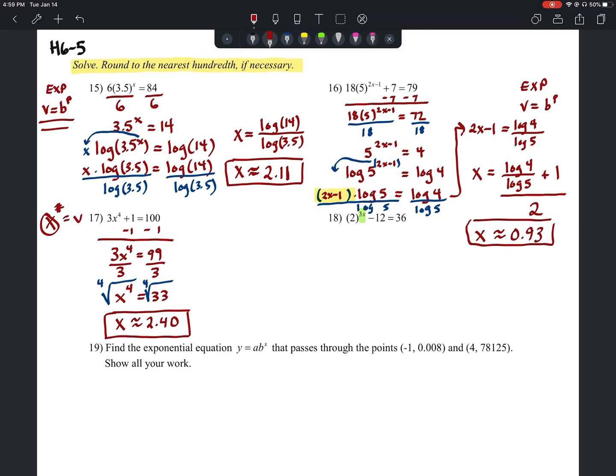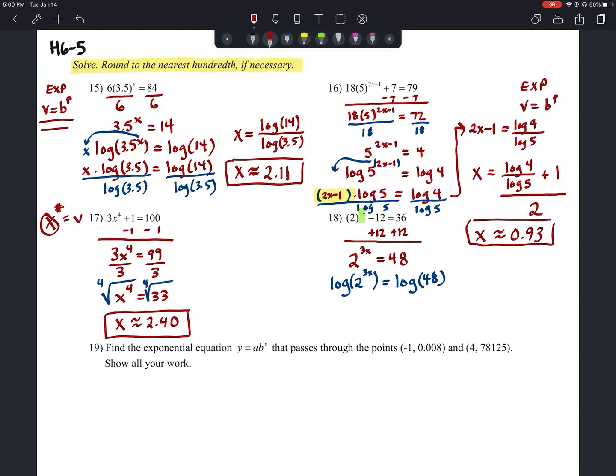So let's go ahead here and start out by adding 12 first. We have 2 to the power of 3x is equal to 48. And now we're kind of stuck here. So this is where we need to apply the power property of logs. We need to take the log of each side. So we have the log of 2 to the power of 3x is going to equal the log of 48.